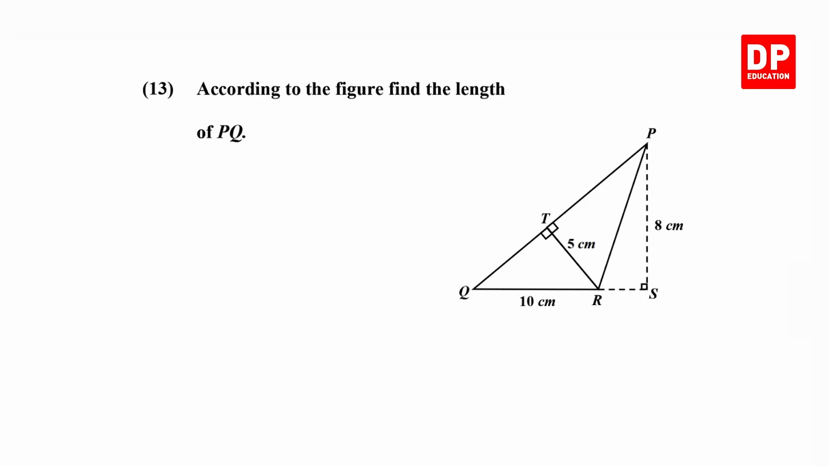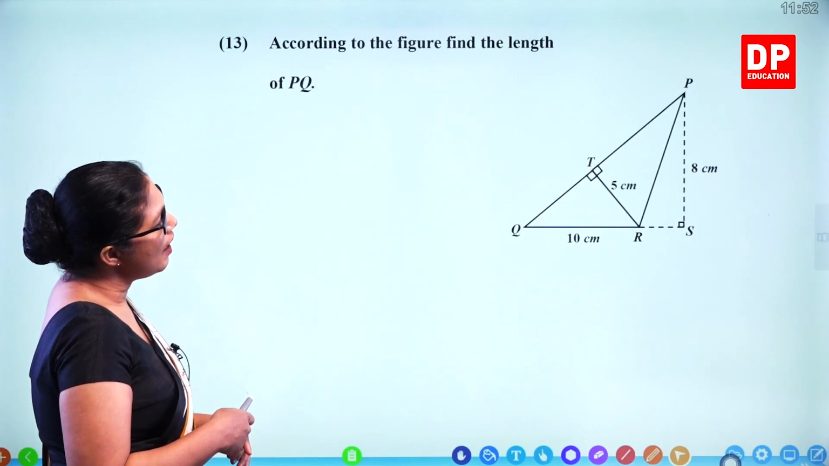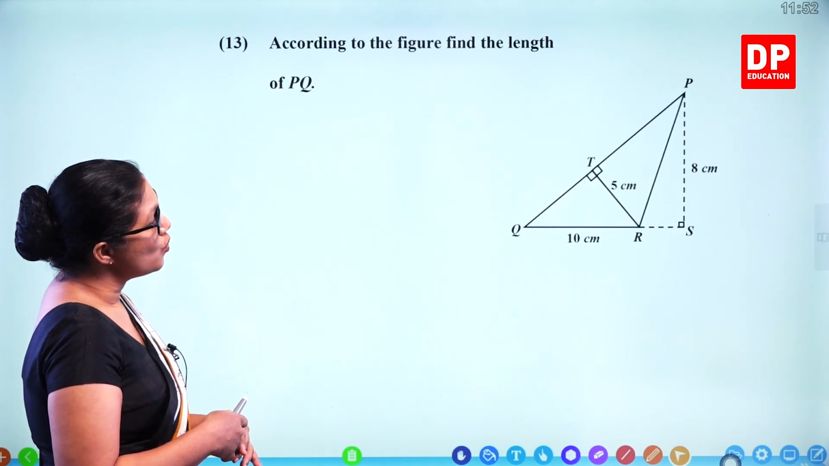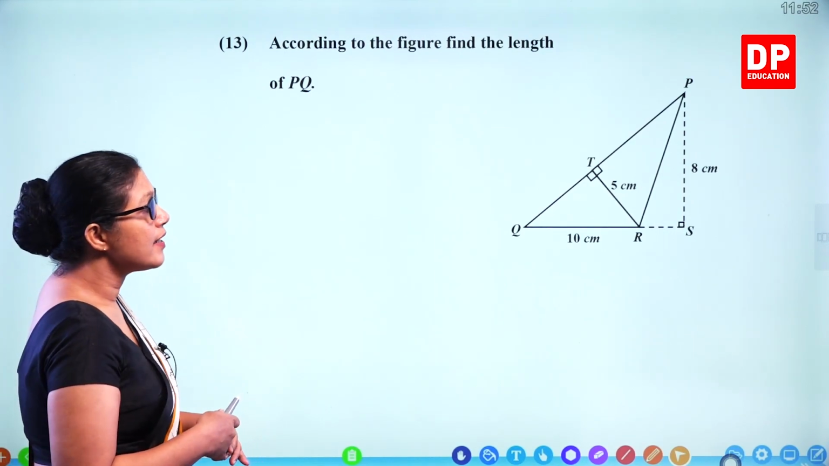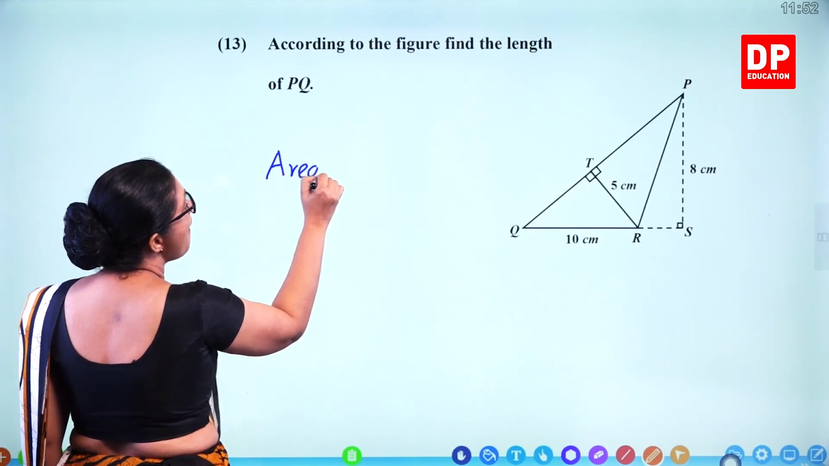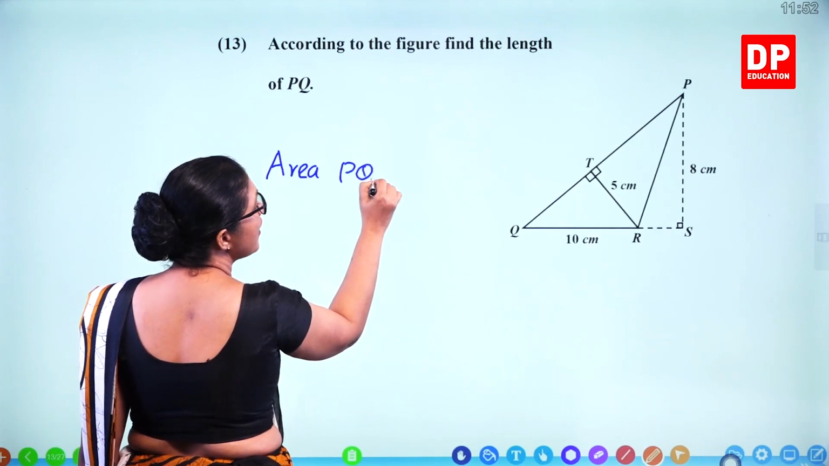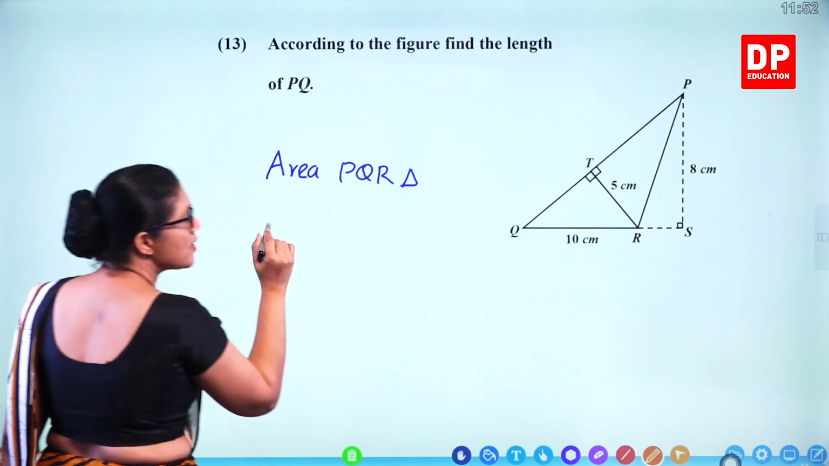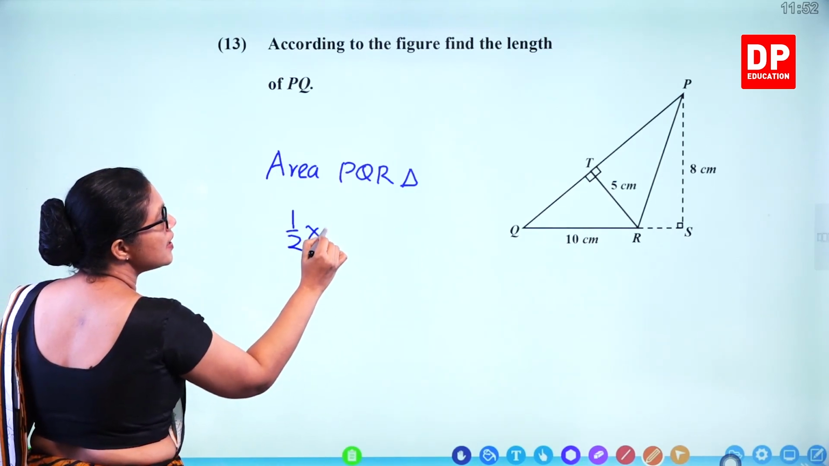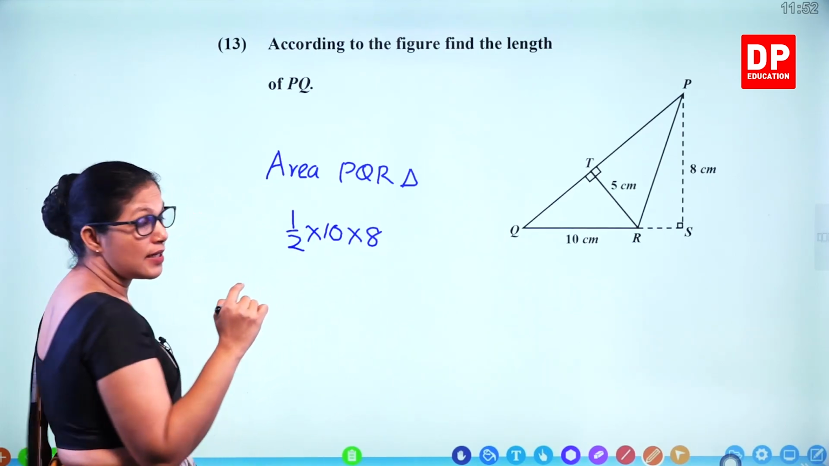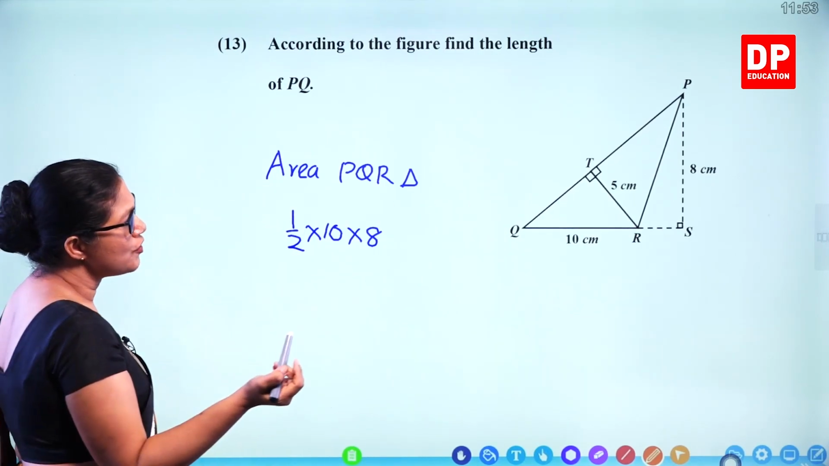Question number 13. According to the figure, find the length of PQ. Look carefully. How can we find out the length of PQ? We can use the area of a triangle. So we'll look at the area of triangle PQR. If you take base QR, what's the area? Half times 10, and the perpendicular height is 8. So 10 times 8. The area is the same for the triangle.